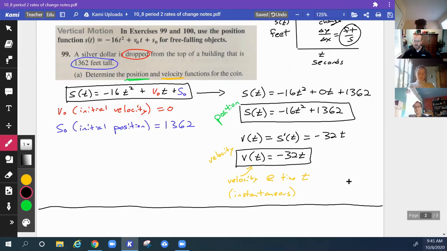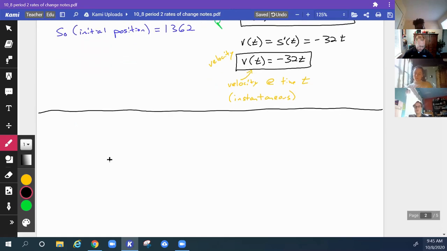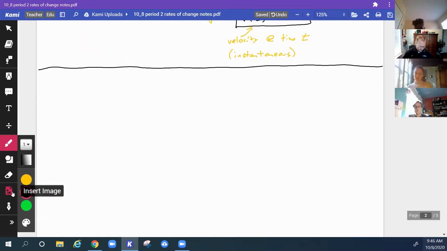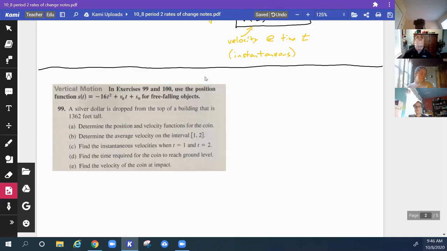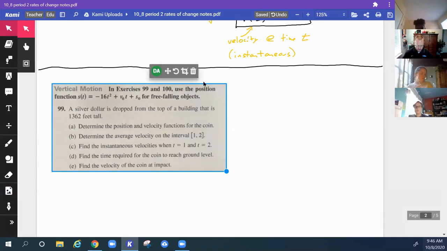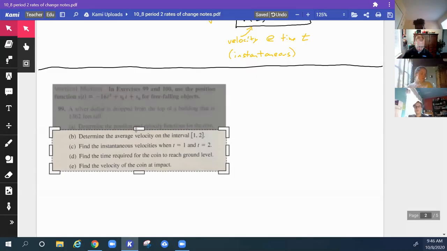So I'm going to scroll down then. I'm going to move this off the screen, and I want to get part B on there. So again, I'm going to drop part B in. Let's put it right here. All right, so there we go. And I just want to deal with part B right now.